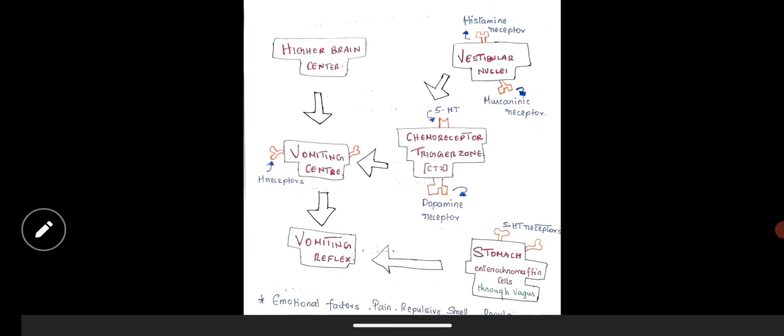In the last video we completed the peptic ulcer. Today we are going to see the mechanism of the emetic reflex, or vomiting reflex. Okay. First we'll try to understand the diagram.